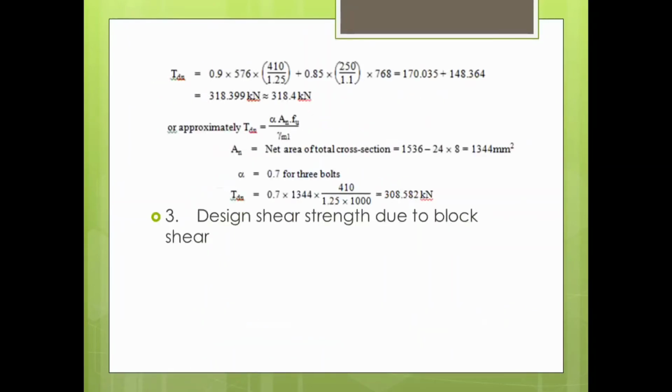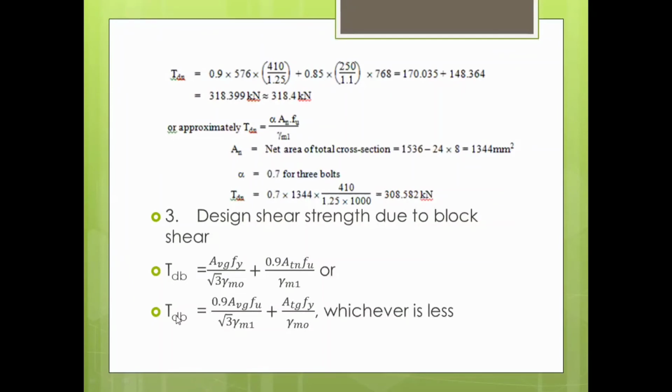The third case is design shear strength due to block shear. So we have to evaluate the block shear strength now. For block shear strength, as we saw yesterday, there are two equations. Out of the two, whichever is less, that value shall be considered. So this is our first equation for block shear strength, Tdb, and this is the second equation. Evaluate two values of Tdb. Out of the two values, whichever is less will be considered as the design shear strength due to block shear. So let us start calculating the values.